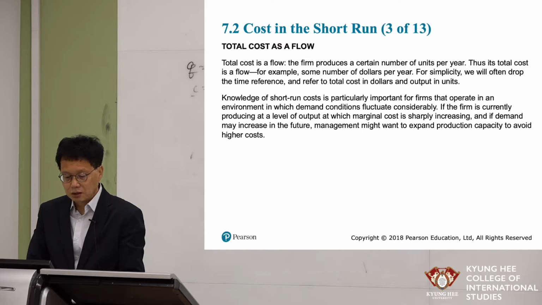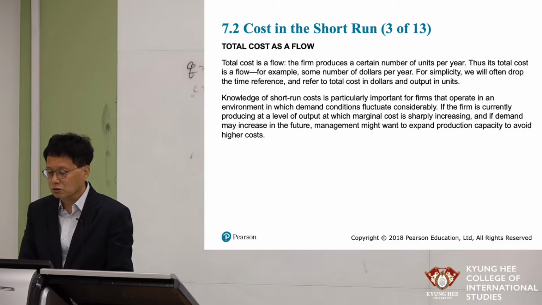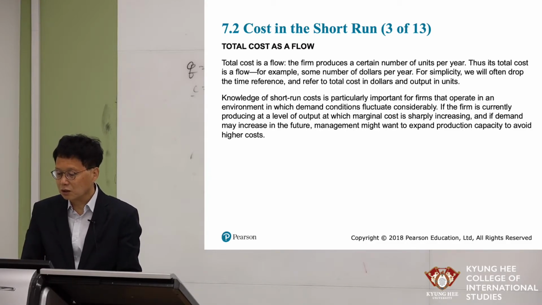Next slide, number 16. The total cost is a flow. The firm produces a certain number of units per year. Thus, its total cost is a flow, for example, some number of dollars per day. For simplicity, we will often drop the time reference and refer to total cost in dollars and output in units.